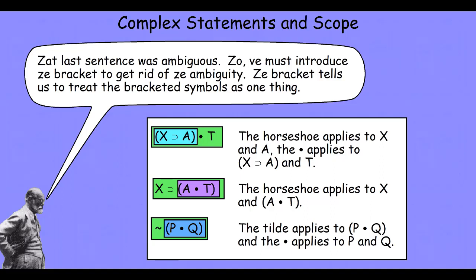Notice in this version of our sentence, T has to be true in order for this sentence to be true. We could disambiguate this sentence another way. We can say X horseshoe, then put our brackets around A dot T.